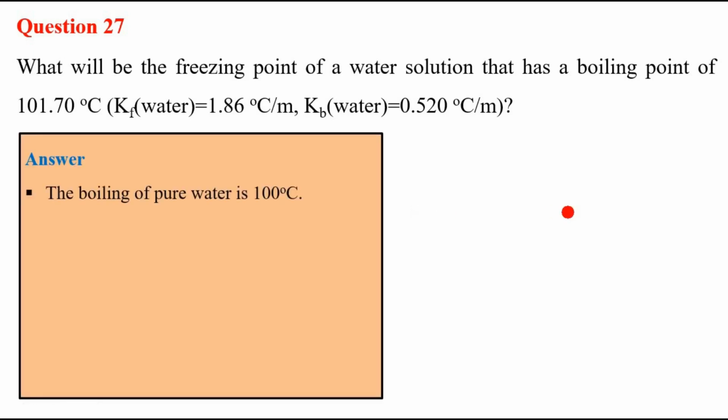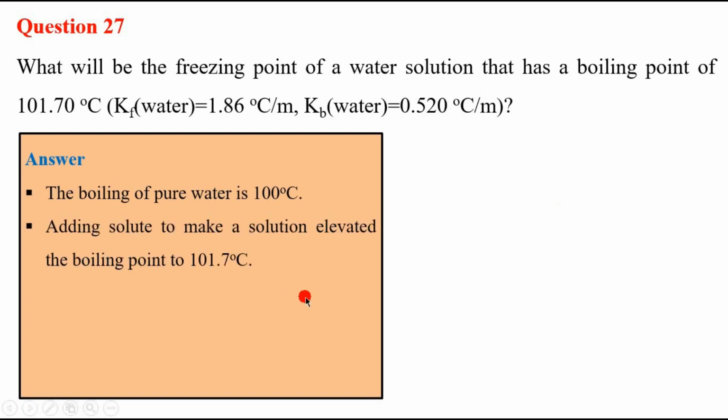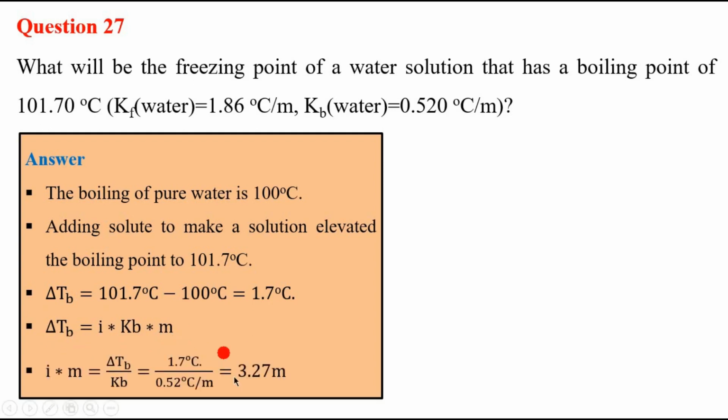See, the boiling point of water is 100. Addition of solid makes the solution's boiling point elevated. Then the change in boiling point, that will be 1.7 degrees Celsius, the change in temperature for boiling point. And after getting the change in temperature for boiling point, you can get the molarity here. So we get the molarity, which is equal to 3.27 molar.